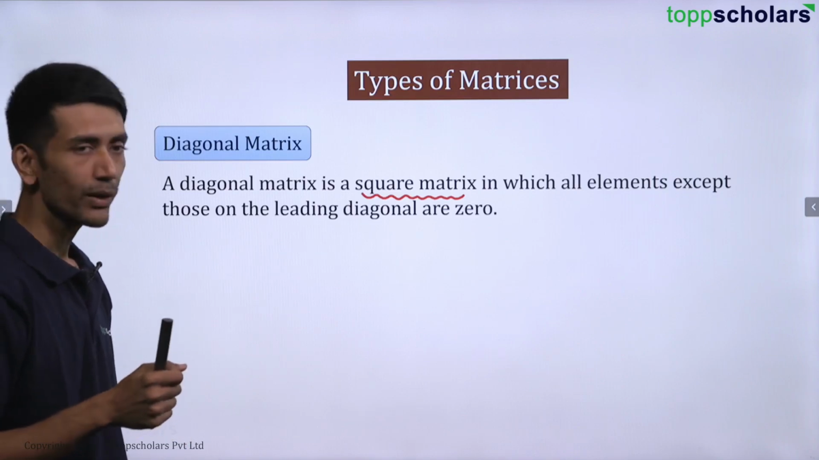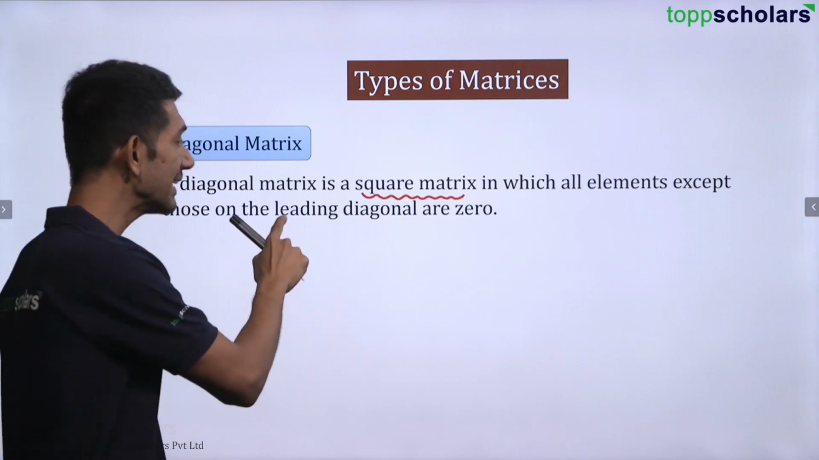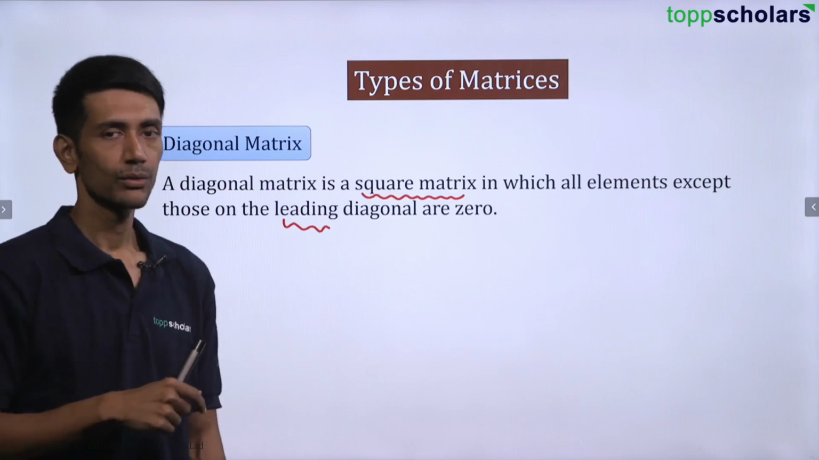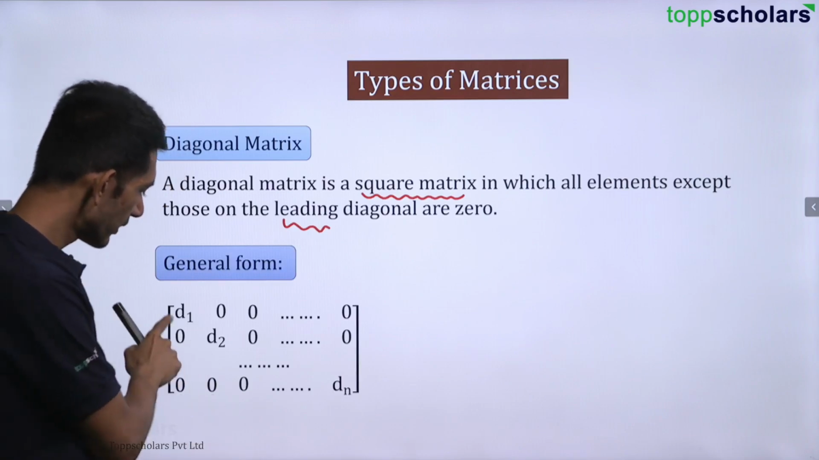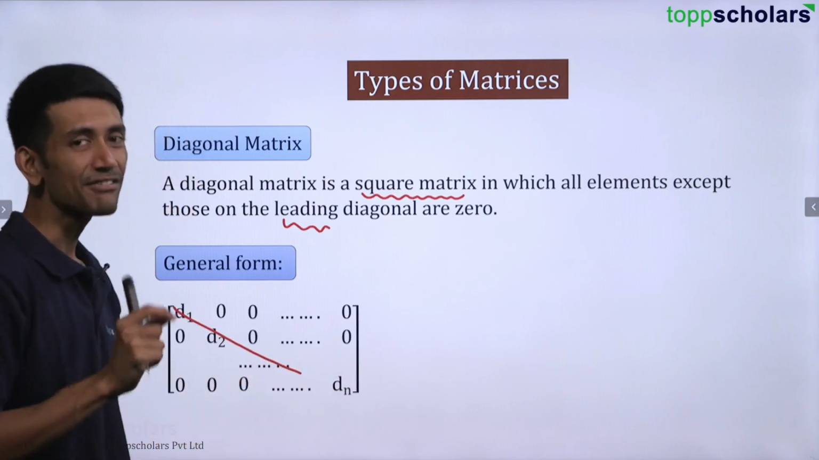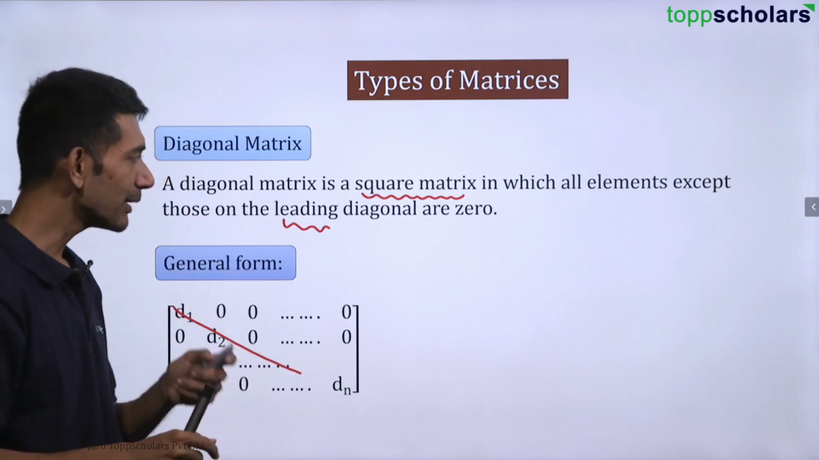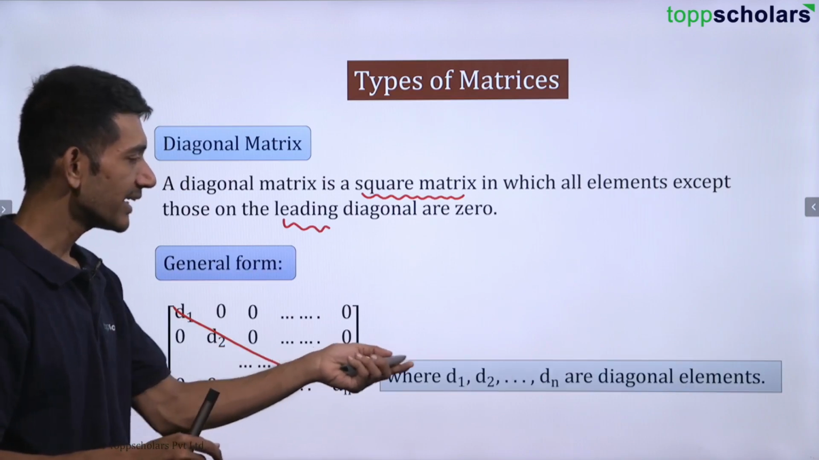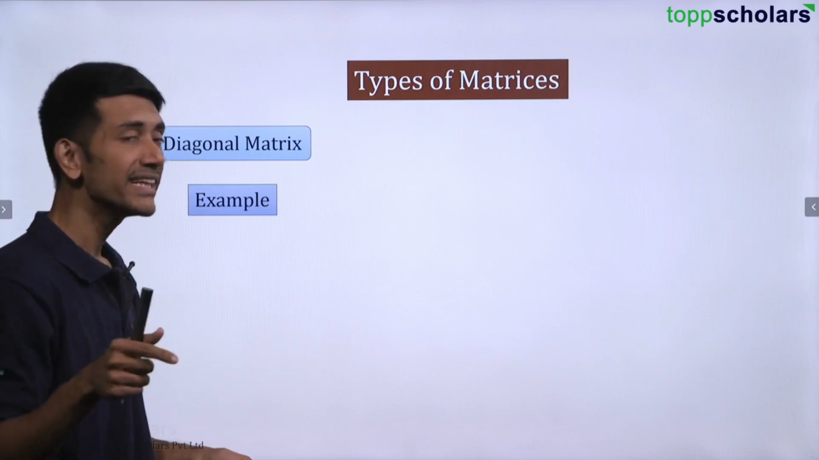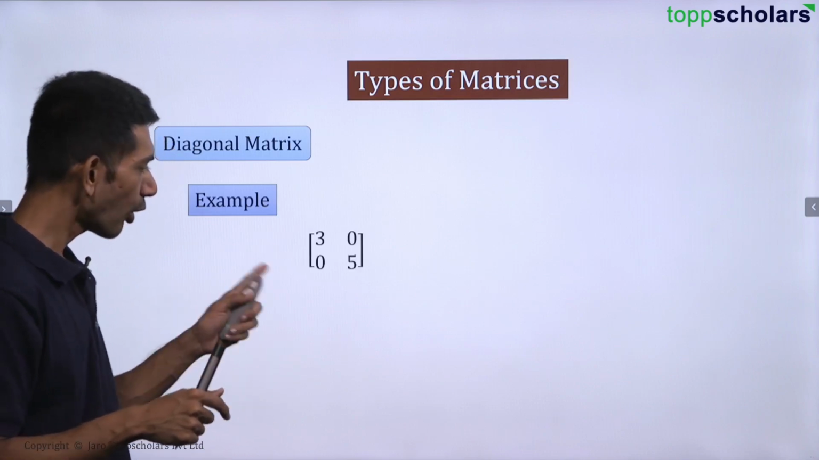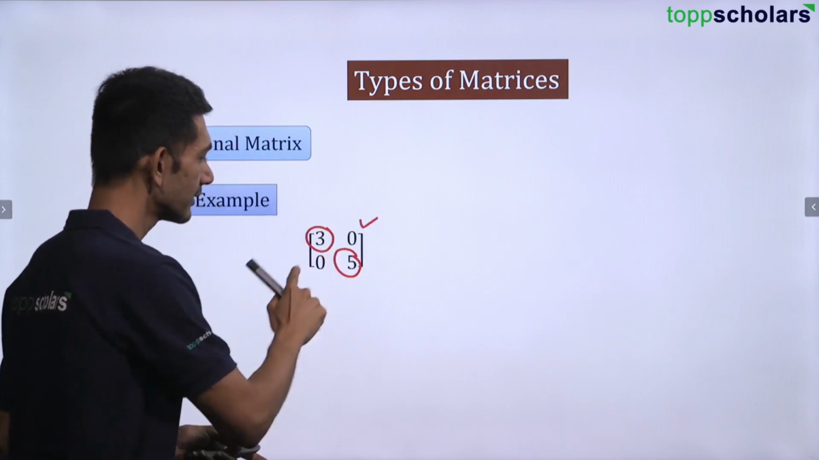So a diagonal matrix is a square matrix in which all elements except those on the leading diagonal are 0. Okay, let us see. So this is the general form. Observe. Diagonally like this, you will have some elements, but all the other elements will be 0. Let us have a look at an example to understand this better. D1, D2, up to Dn are diagonal elements, and that diagonal is also called the leading diagonal. So here it is. Observe. Here we have 3. Here we have 5. The other elements are 0.